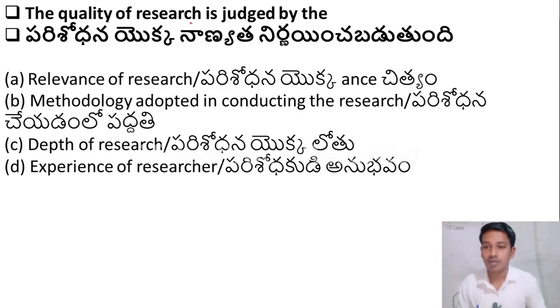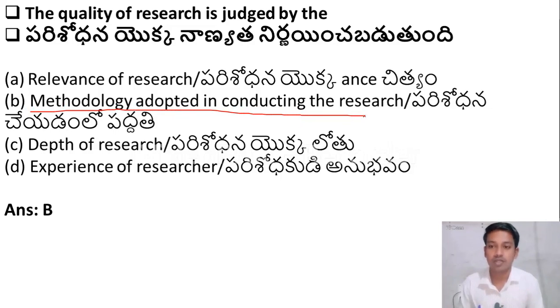The quality of research is judged by option A, relevance of research. Option B, methodology adopted in conducting the research. Option C, depth of research. Option D, experience of researcher. Here the right answer is option B, methodology adopted in conducting the research. The quality of research is judged by the methodology. So let us move to the next question.